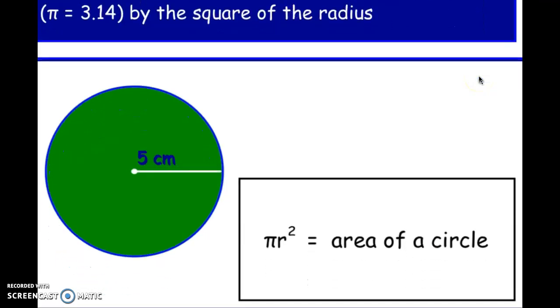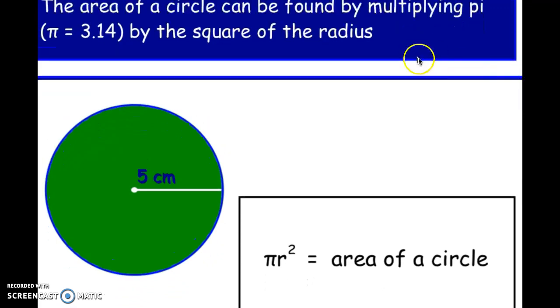Now, area of a circle can be found by multiplying pi by the square of the radius. Now, the song, pi r squared sounds like area to me. Pi times the radius squared. Not pi squared, the radius squared.